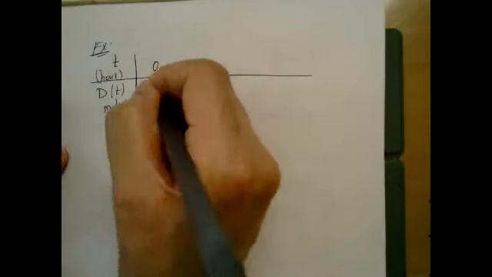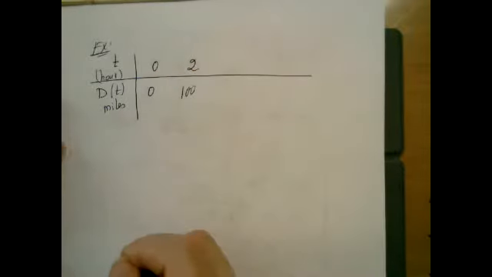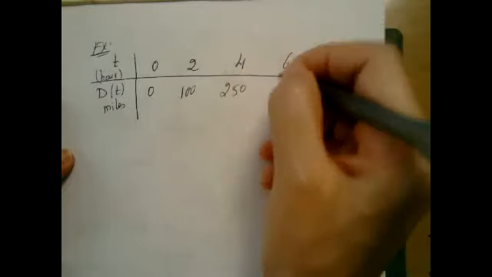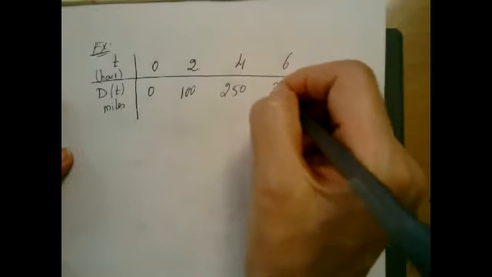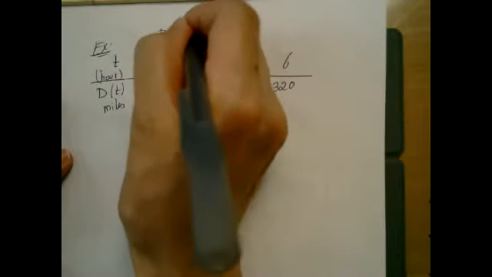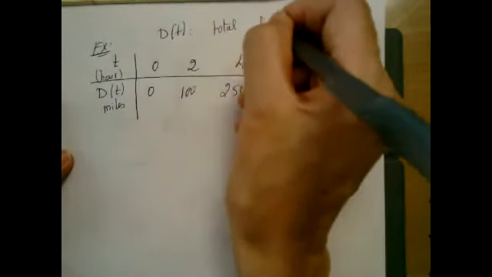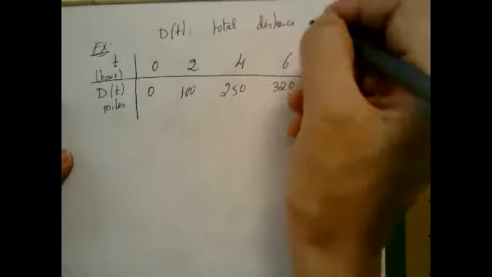Okay. So at t equal to 0, the distance is 0. After 2 hours, the distance that the person has traveled is 100. After 4 hours, it's 250 miles. And after 6 hours, the total distance traveled is 320. So d of t is the total distance traveled.